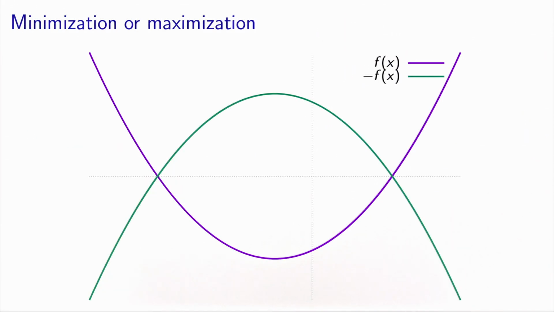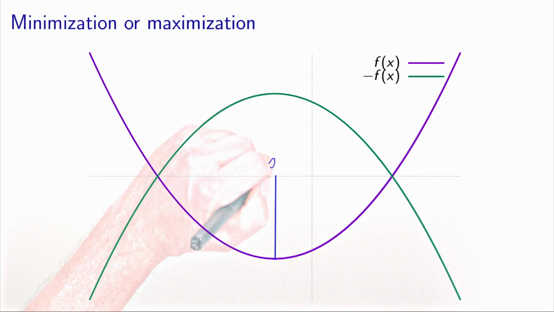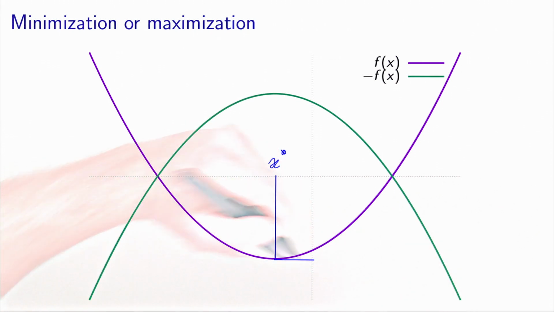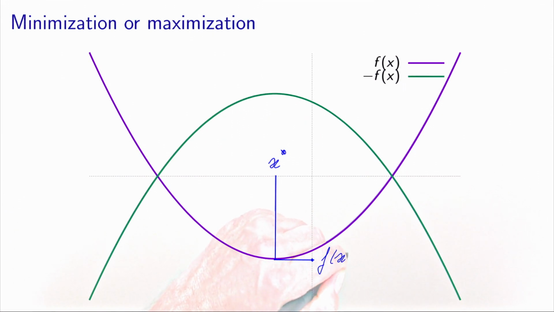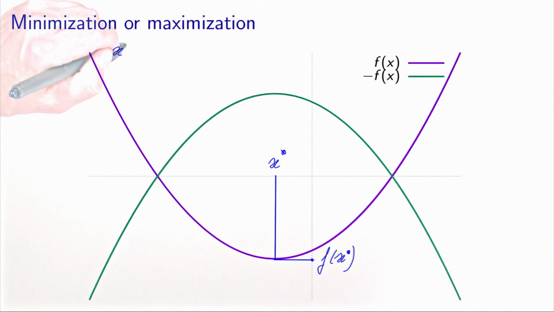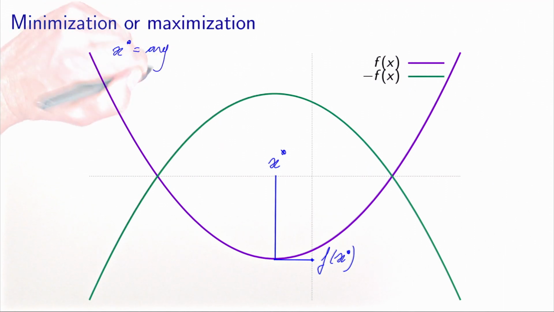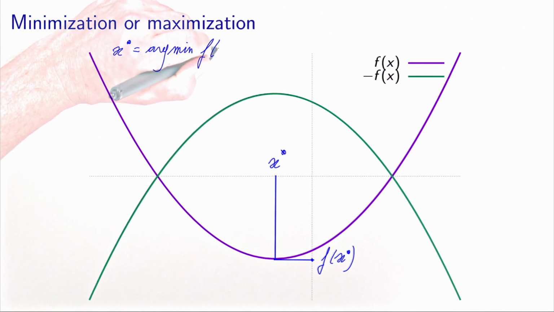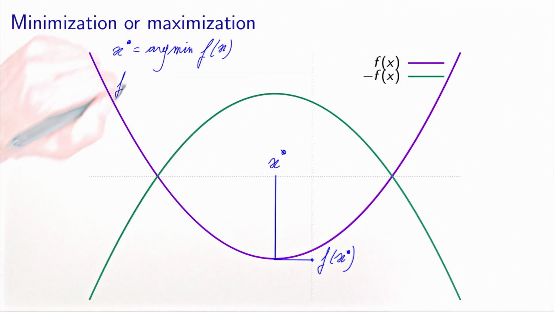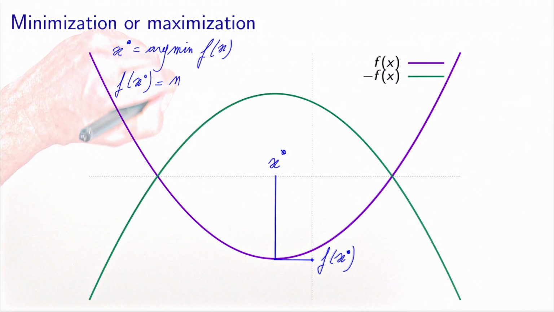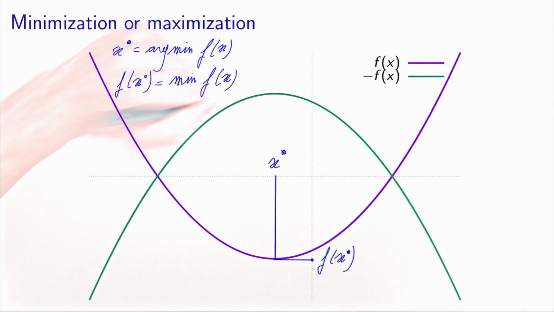The first transformation consists in modifying a minimization problem into a maximization problem, or the other way around. In this picture, suppose that I would like to minimize the function f of x here. The solution, the minimum, is x star, and the value of the function at x star is f of x star. So more formally, we can write that x star is the argument of the minimum of f of x, and f of x star is the minimum of f of x.